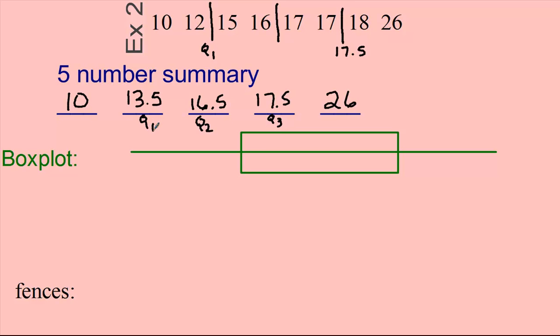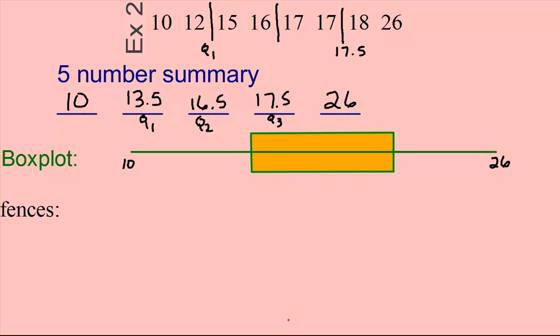So now that I have my 5-number summary, I can complete my box plot. The minimum is 10. The maximum is 26. So now for the box plot. I have to think of this as a number line from 10 to 26. Having a total of 16 numbers.